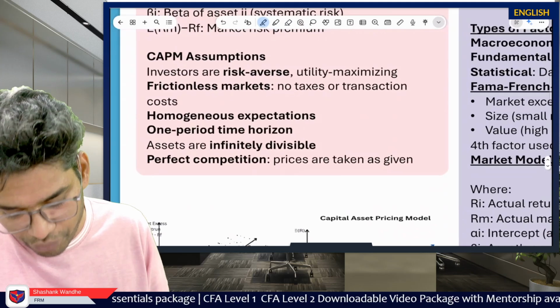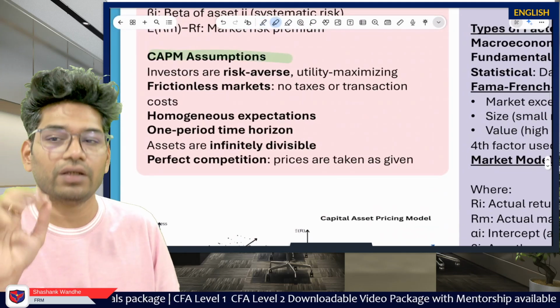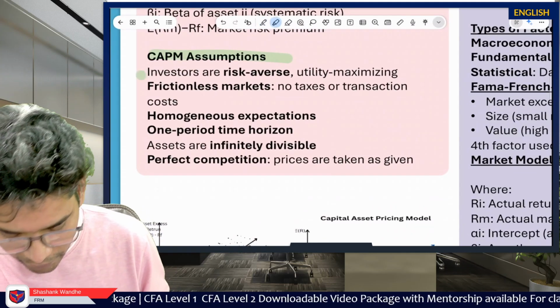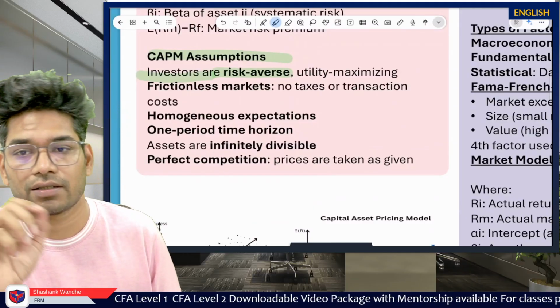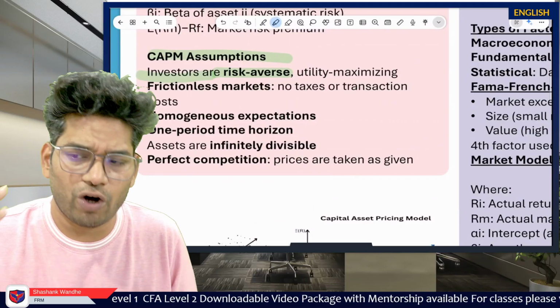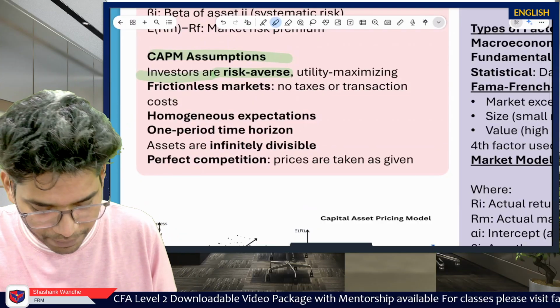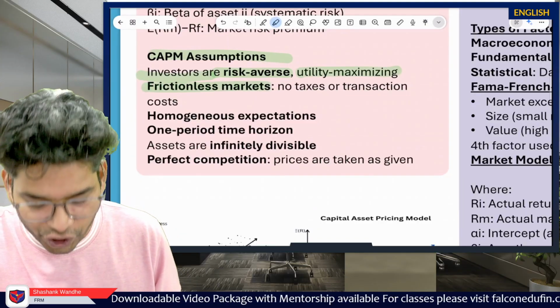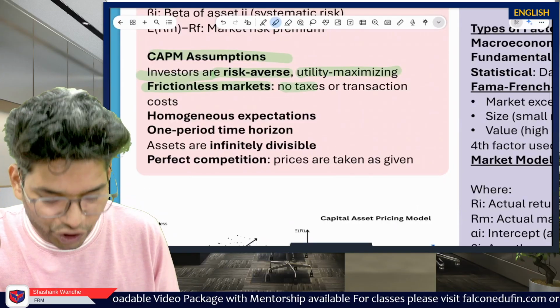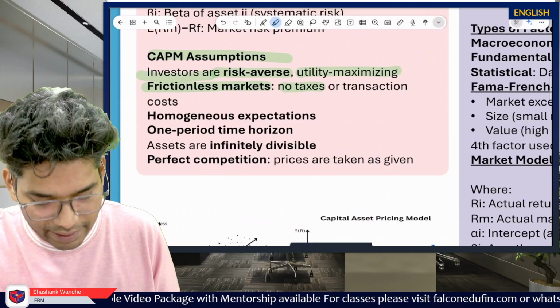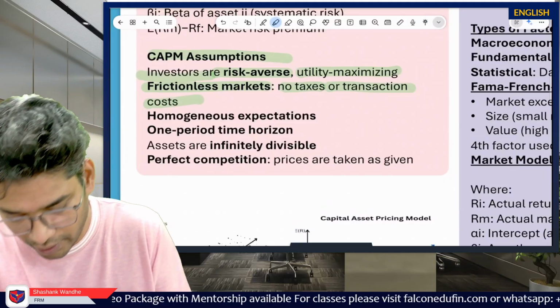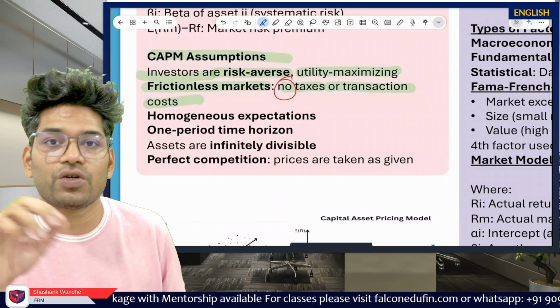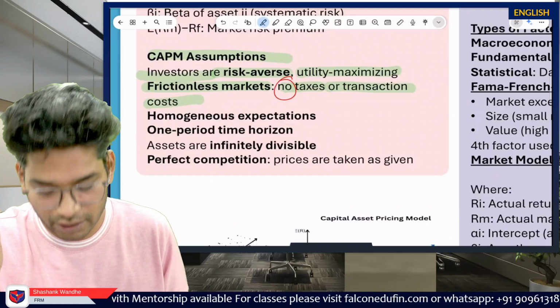Now, what are the assumptions used in the CAPM model? Super important. The investors are risk averse. As we discussed in the beginning, this is the common assumption used in all the financial models. And utility maximizing. Frictionless market. Remember the term frictionless market means no taxes or transaction cost. Keyword is no transaction cost and no taxes.